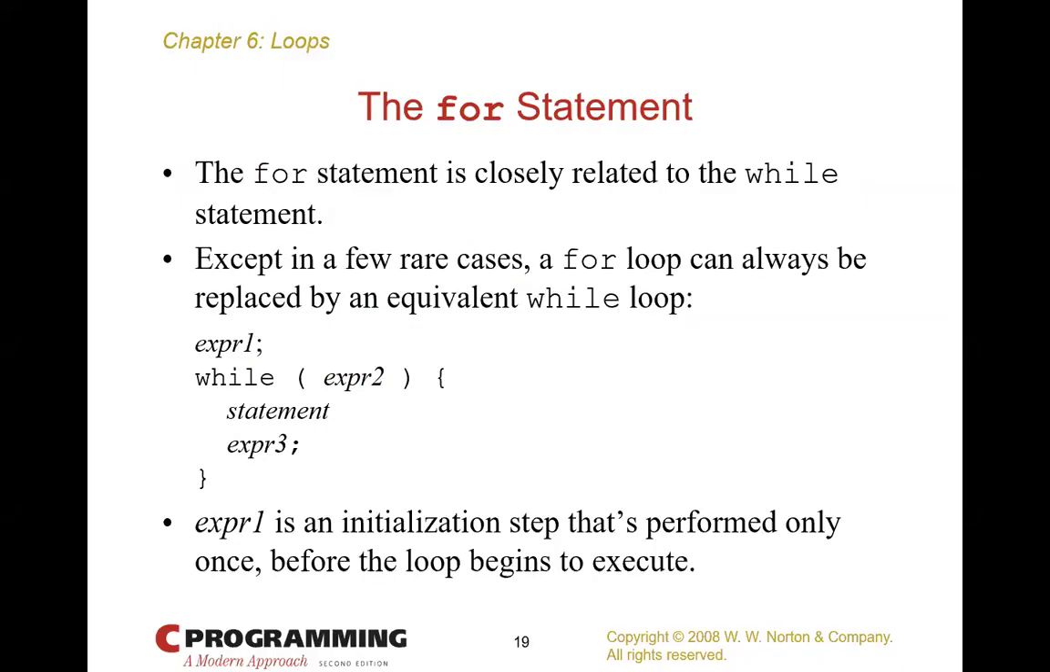The for statement is closely related to the while statement. A for loop can always be replaced by an equivalent while loop, except in a few rare cases. So here is the equivalence. For a while loop, we have to first define our variable. We have to first say int x is equal to 10, and this is it. When would it stop?